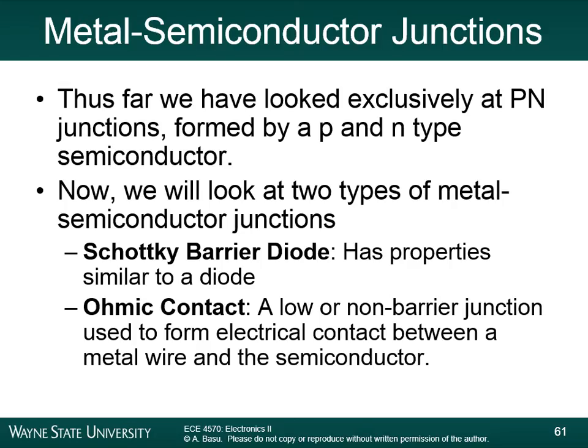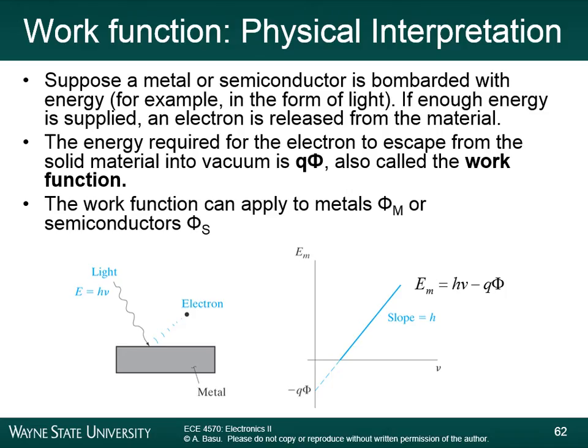This is the type of contact you want if you just want to make an electrical connection to the semiconductor. In other cases, you may intentionally design a Schottky barrier diode because you want to create a diode-like characteristic with just a metal semiconductor junction. So these two things can happen. We'll look at how they're going to happen today.